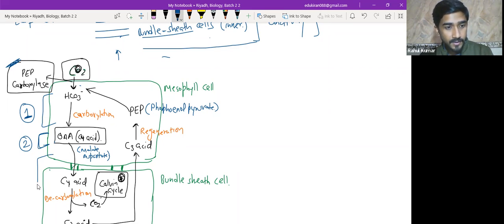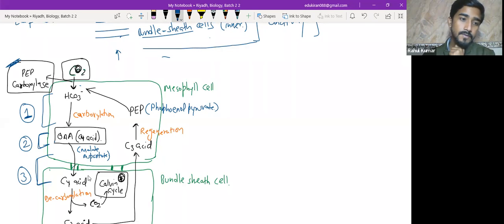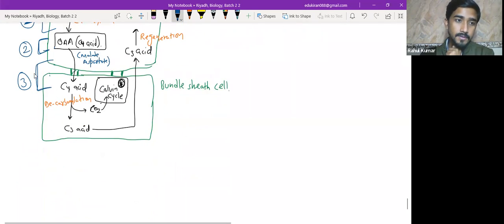Then this is the third part. The third phase is here. We write down: transport of the C4 acids, whether it is oxaloacetate, malate, or aspartate. Transport of these C4 acids into the bundle sheath cell. The third stage, into the bundle sheath cell.